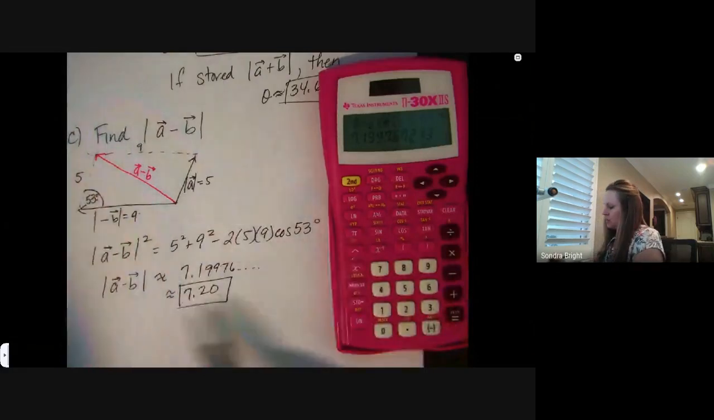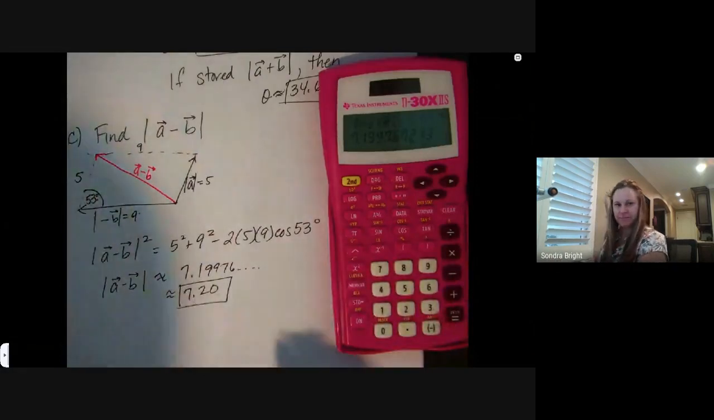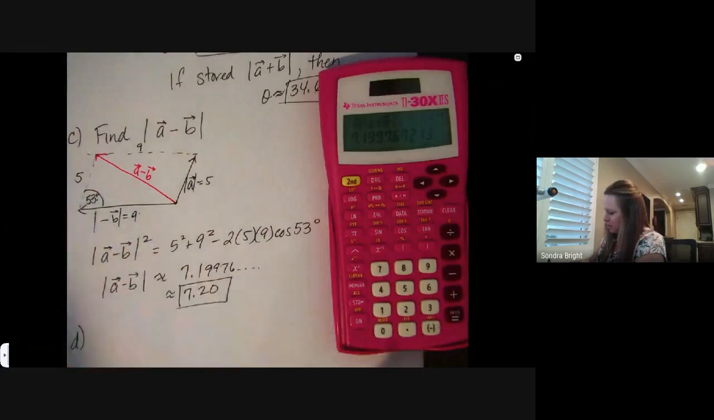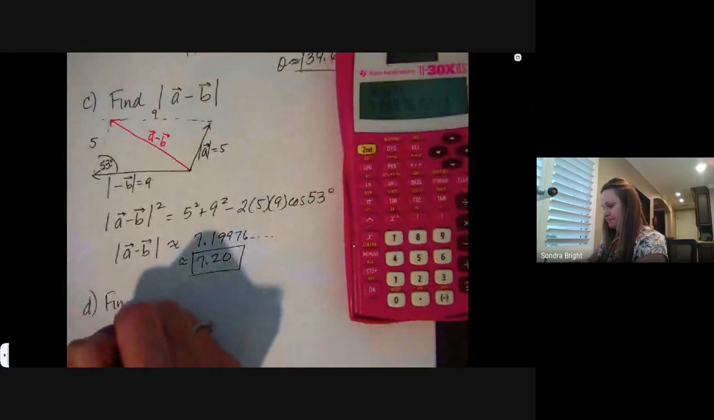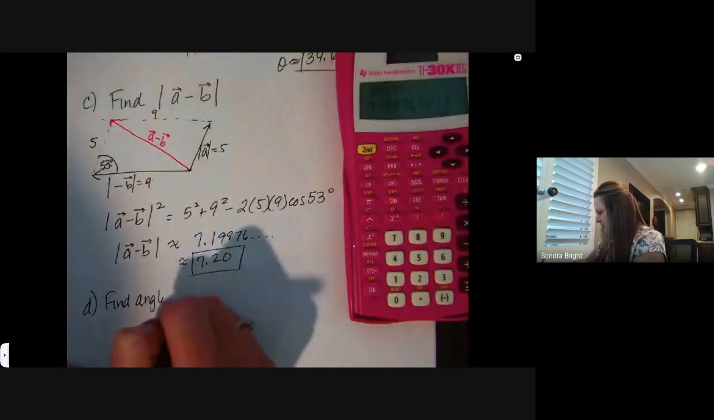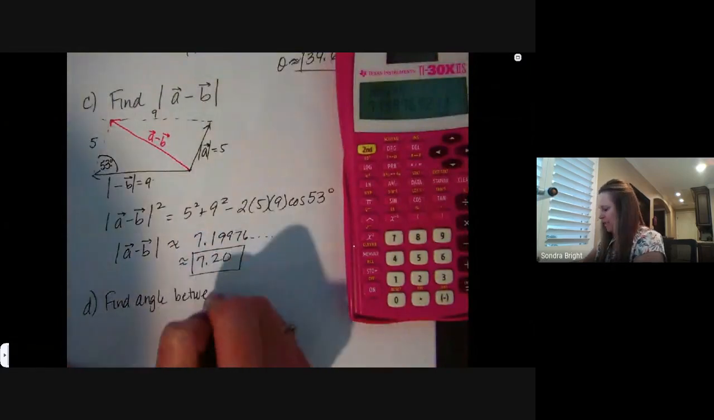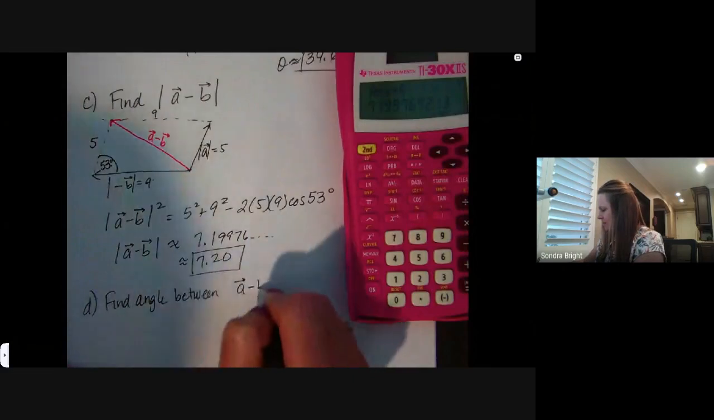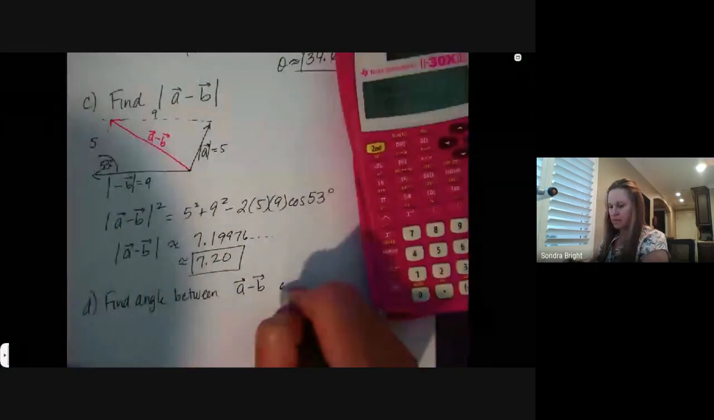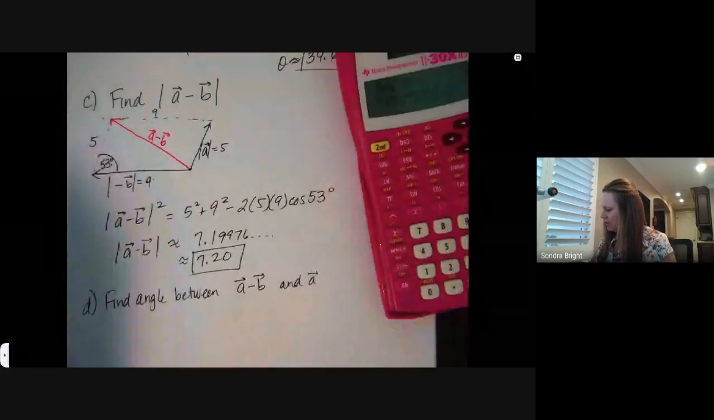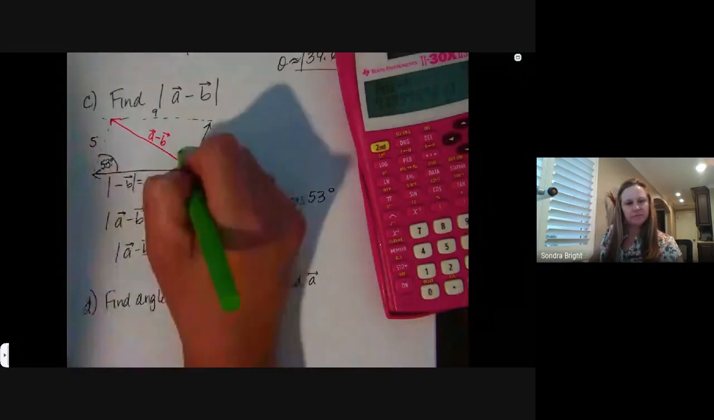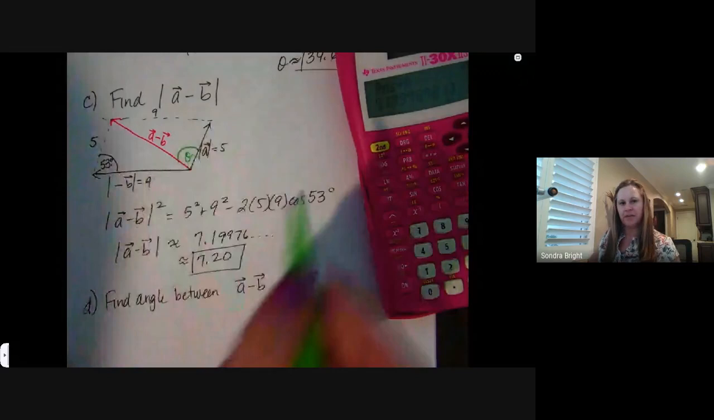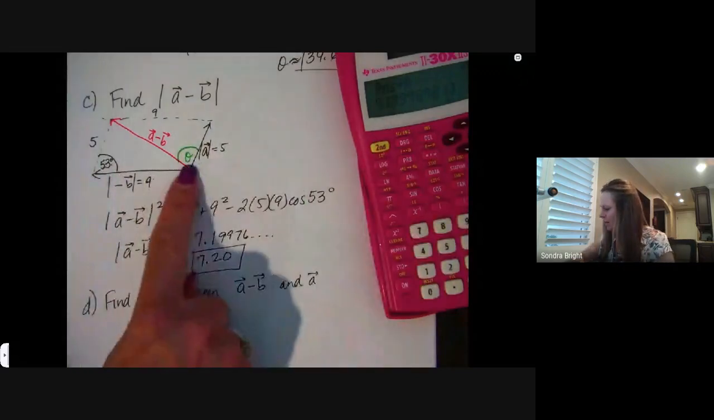All right. So now part D, and then this is it, promise. We're going to find the angle between the vector A minus B and vector A. So what we're wanting now is the angle between A minus B and A. So I'm looking for this angle here now. The green theta. Now, all right, I'm going to redraw it over here.